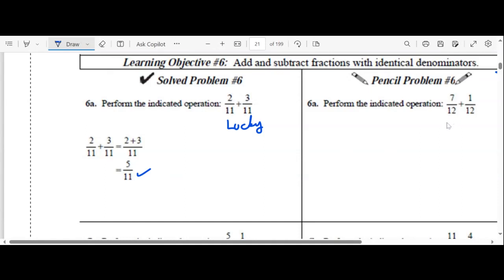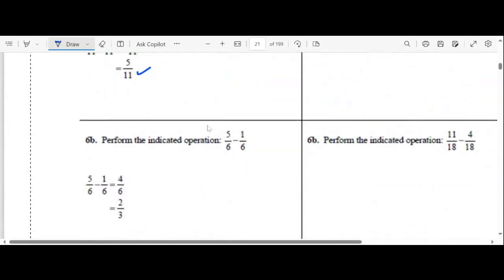8 over 12. Because 7 plus 1 over 12. Easy? Yes. Subtraction. Are you lucky? Yes. Why? Because same what? Denominator. Okay, so 5 minus 1, how much? 4 over 6. Can I reduce? Yes. Become what? 2 over 3.